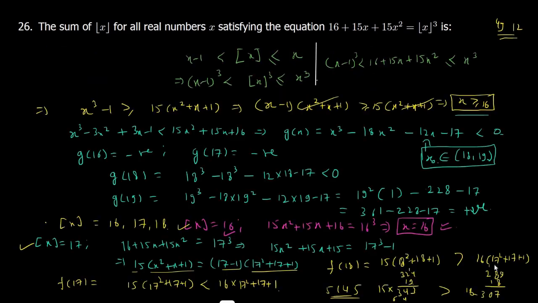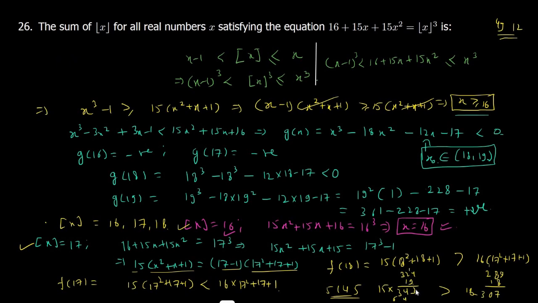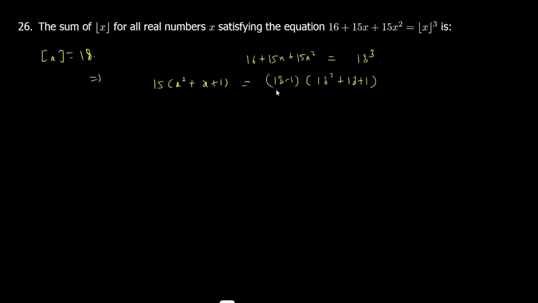This probably we have already calculated. 17 square plus 17 plus 1 is 307. And 18 square plus 18 plus 1 is 343. So 343 times 17 it is. This 17 times 343. Now this let me call f(x) again. Let us see if I substitute x as 18, then clearly f of 18 will be 15 times 18 square plus 18 plus 1. It will clearly be less than 17 times 18 square plus 18 plus 1.